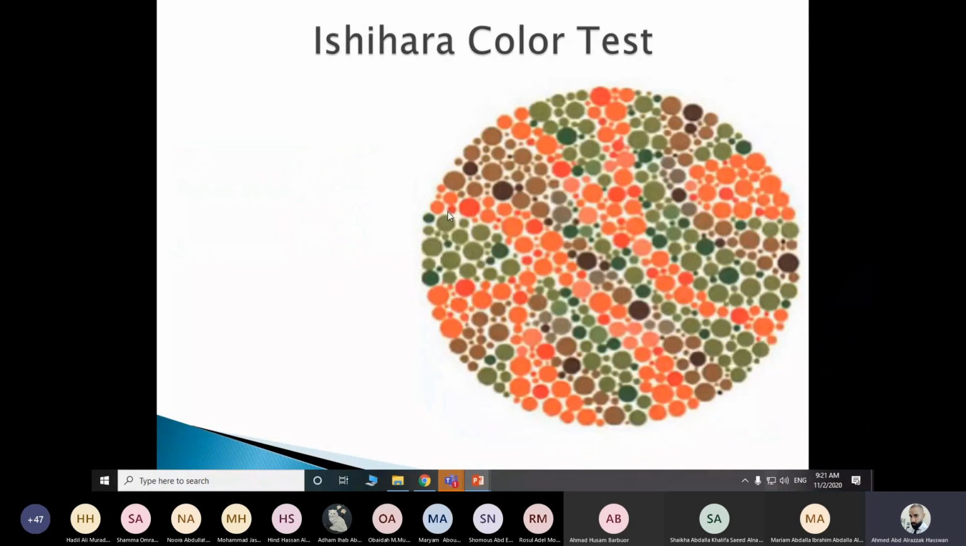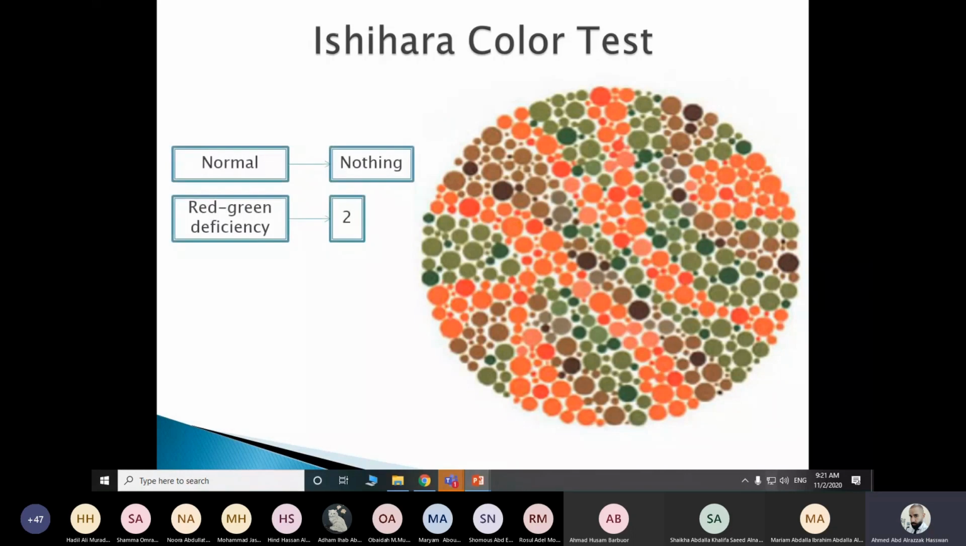Okay, so let's take another example. What can you see in this image? Can you see a number? Anything? Okay, so just colors, no numbers. Yes, you're correct. So normal individuals should report no numbers, nothing. But patients with red-green deficiency should see number 2.